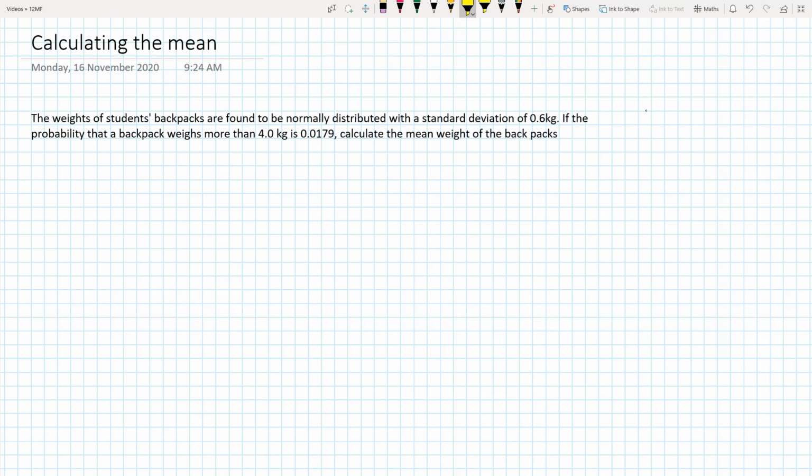Normally distributed with a standard deviation of 0.6, yeah? And we also have our probability there of 0.0179, and it's the probability that it weighs more than some given value. So this here is our x. If we were to just quickly label these, you've got your standard deviation, you've got your probability, and you've got your x.